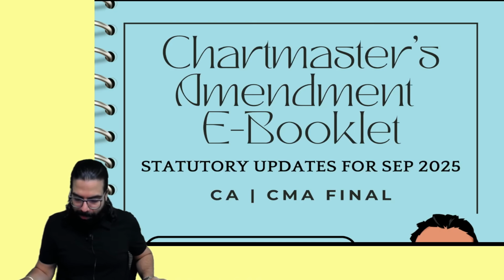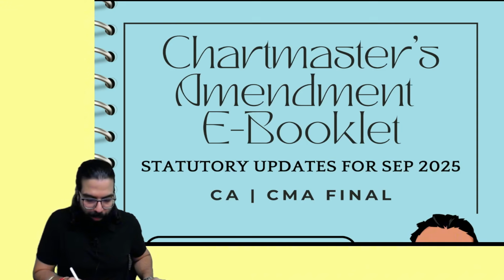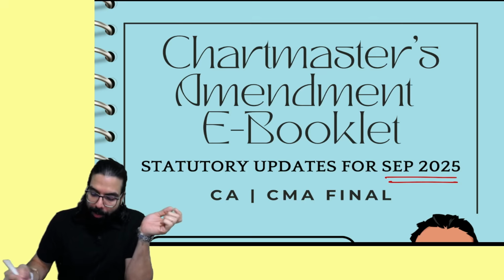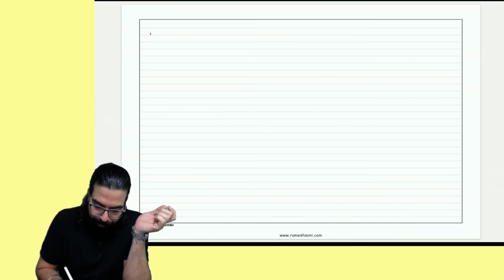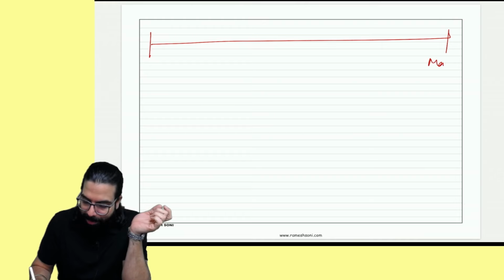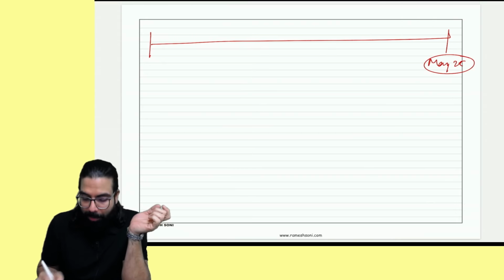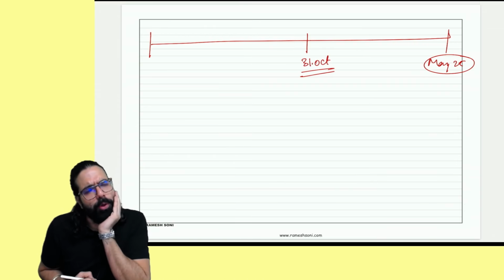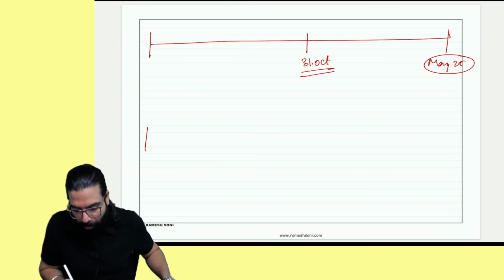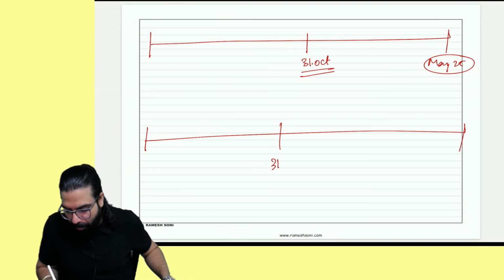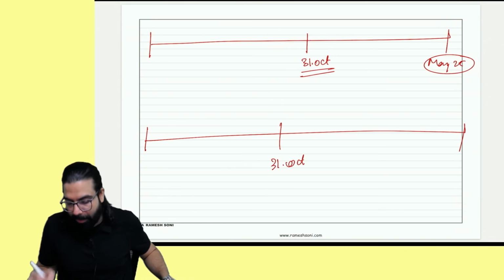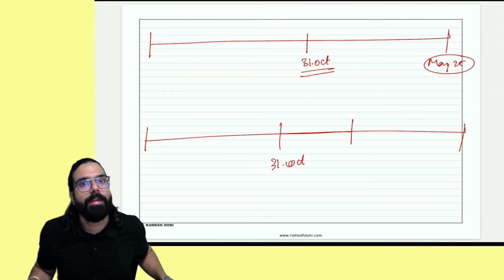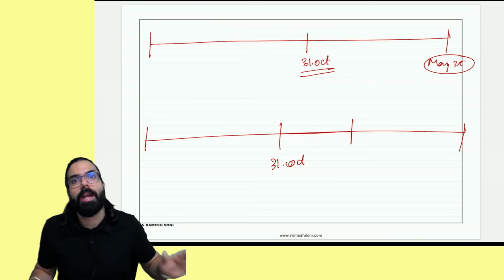Now, as all of you know, the exams are happening in September. So for September, till when are amendments applicable? First of all, for your May 25 exam, the amendments applicable were till 31st of October. Whatever amendments had come till 31st October were applicable. After 31st October, whatever amendments have come till February, because amendments made 6 months prior to your exam are applicable for your exam.